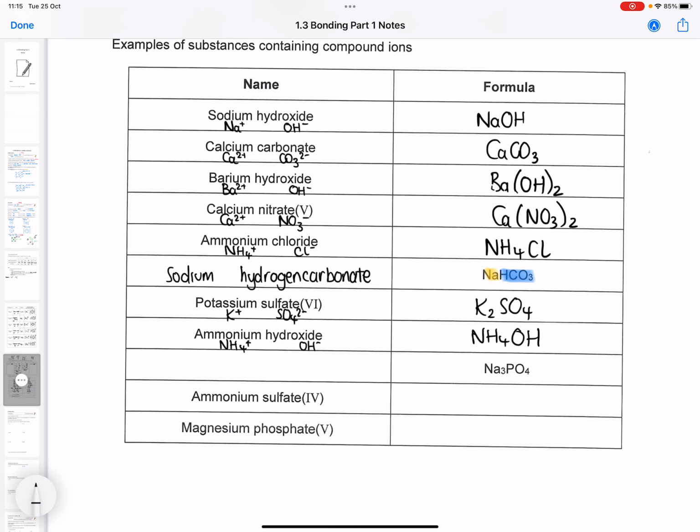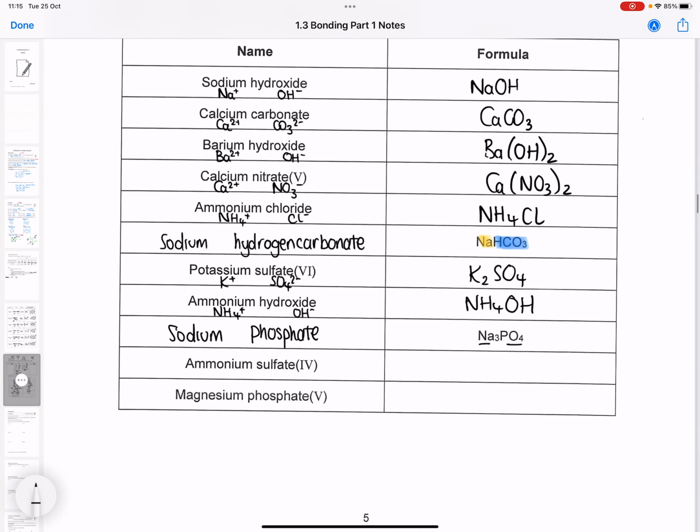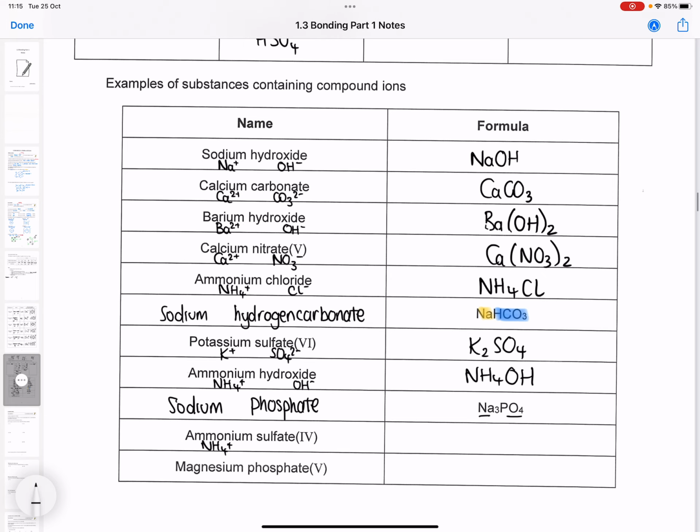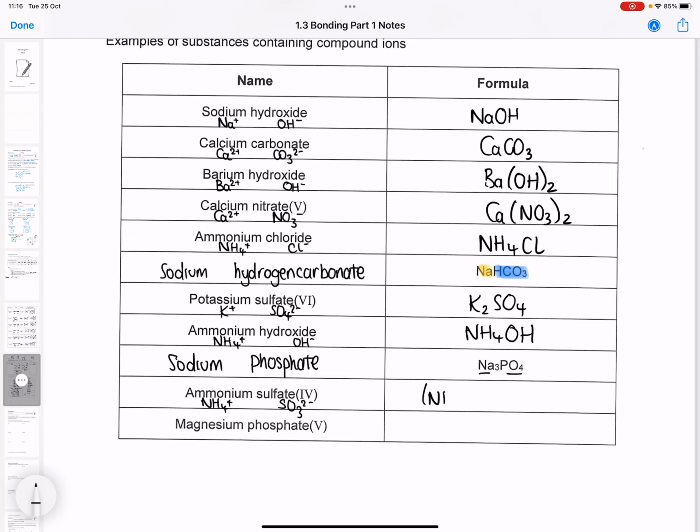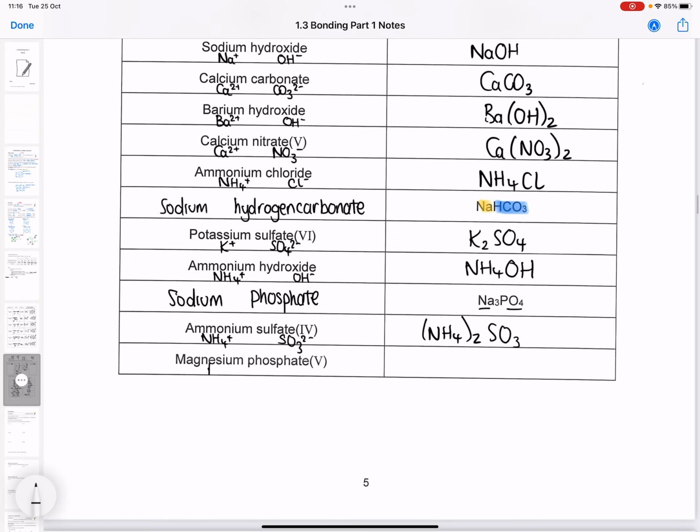Sodium phosphate here, because we've got sodium ions and phosphate ions. The reason that we need 3 sodiums is because the phosphate ion is 3 minus. Ammonium, NH4+. Sulfate(IV), so go back up and look. Sulfate(IV) is this other one, SO3 2 minus. Now, the positive ion is only 1+, so I'm going to need 2 of those to balance the 2 minus. And then magnesium in group 2, phosphate, PO4 3 minus. So I'm going to have to go Mg3 brackets PO4 twice.